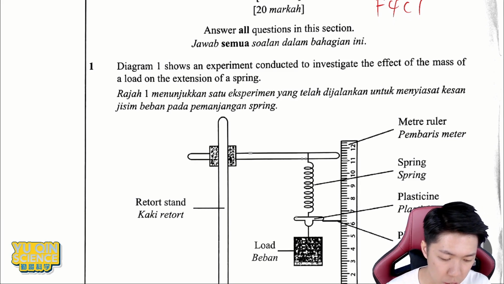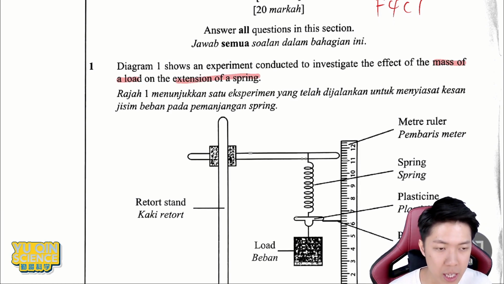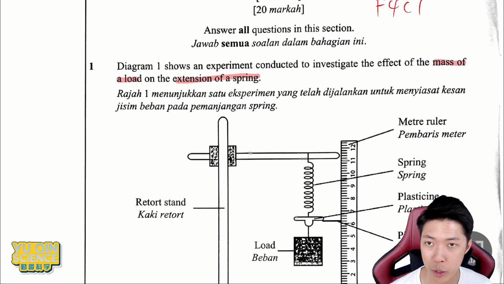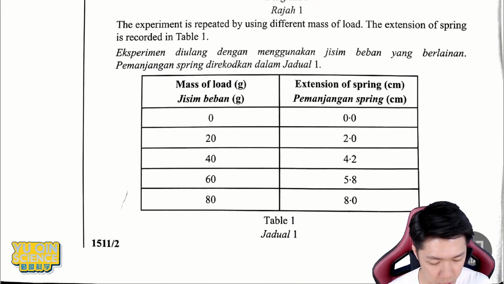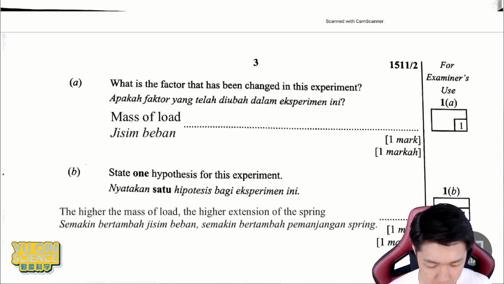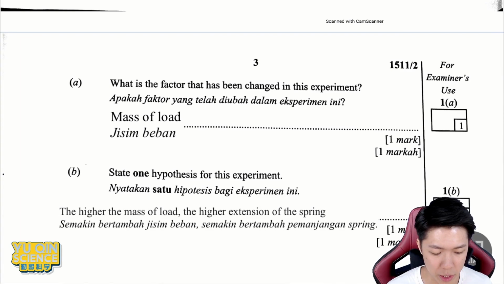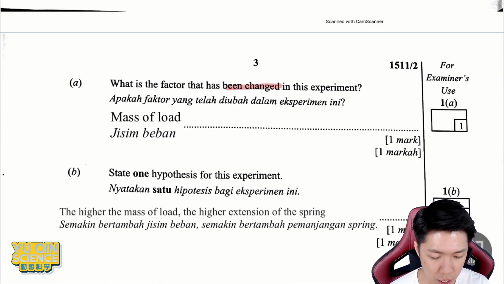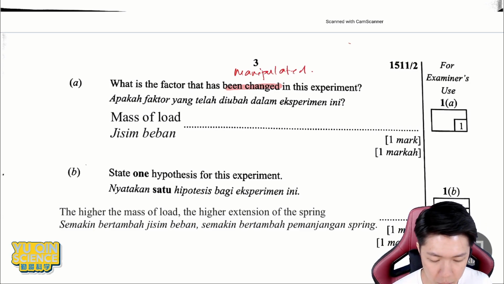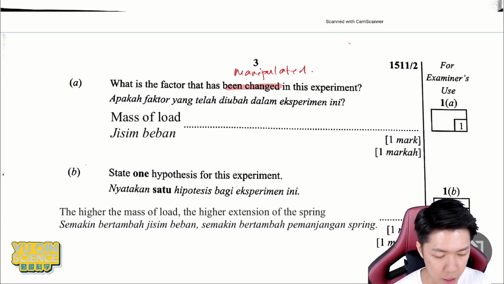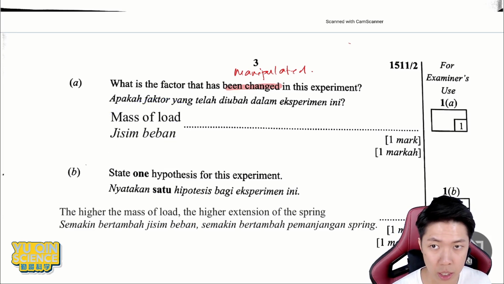Obviously that will be your manipulated and responding variables, 操纵性变数, 反应性变数. The mass of the load will be your manipulated variable and the extension of the spring will be your responding variable. Right, so we have the table already prepared for you. Number 1, what is the factor that has been changed? Has been changed actually means manipulated. Okay, manipulated variable. So our answer will be the mass of the load. Easy cheesy. Okay, let's go.